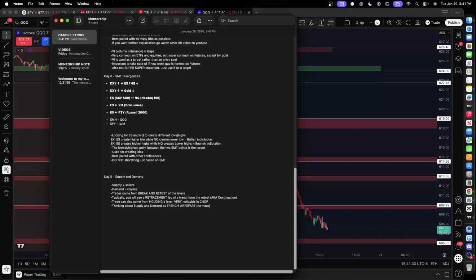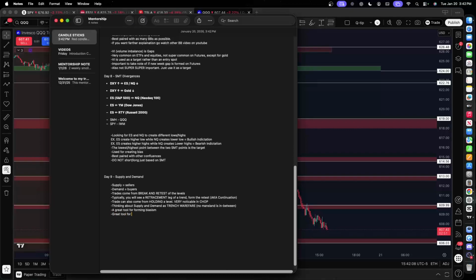No man's land is in between. A great tool for forming bias. I don't honestly know if that's a word. Hopefully you understand what it means, right? It's a great tool for forming bias on all time frames. If you want to use correct grammar, go nuts. That's what I would write.